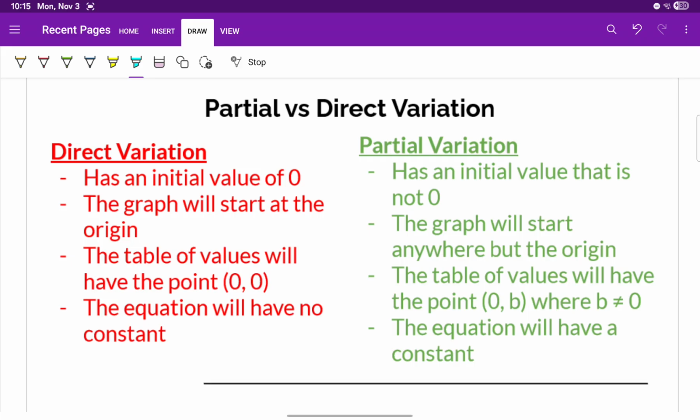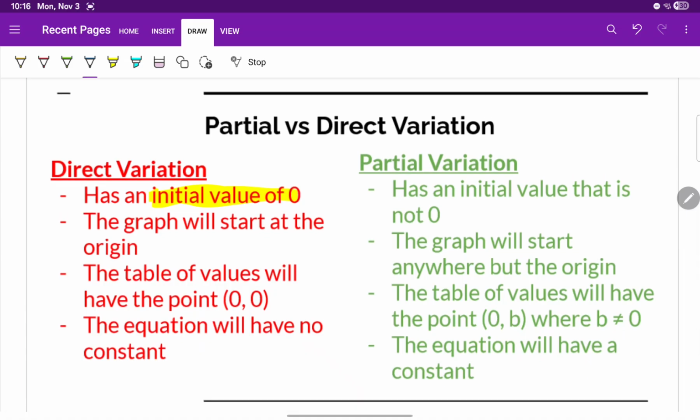But direct variations have an initial value of 0. Okay? And I'll read all the points here, and then I'll give you my idea. It says the graph will start at the origin. It says the table of values will have the point 0, 0, which is the origin. And the equation will have no constant. Very important there. Okay, and I like to just think that it goes directly through the origin.